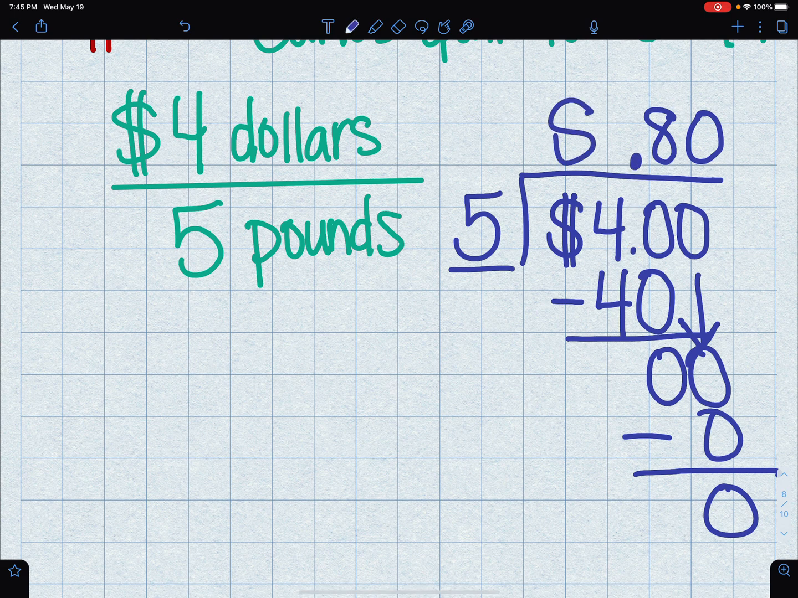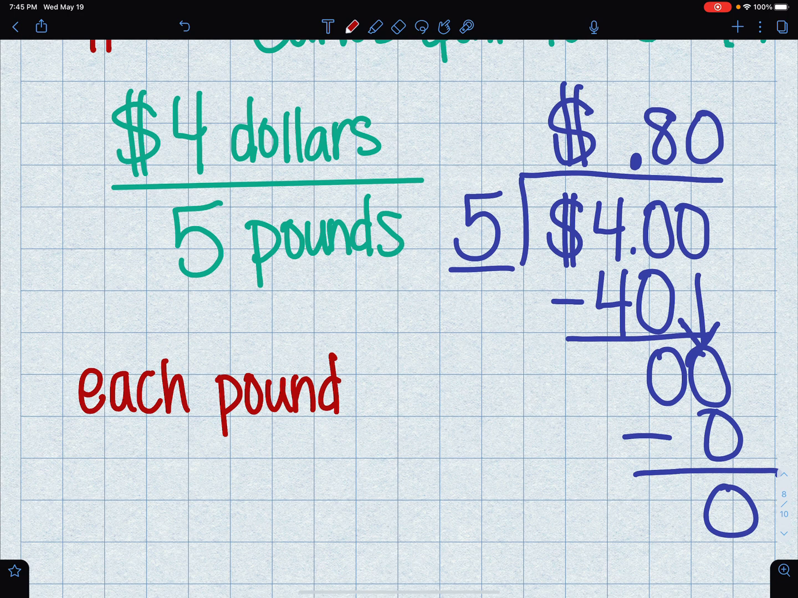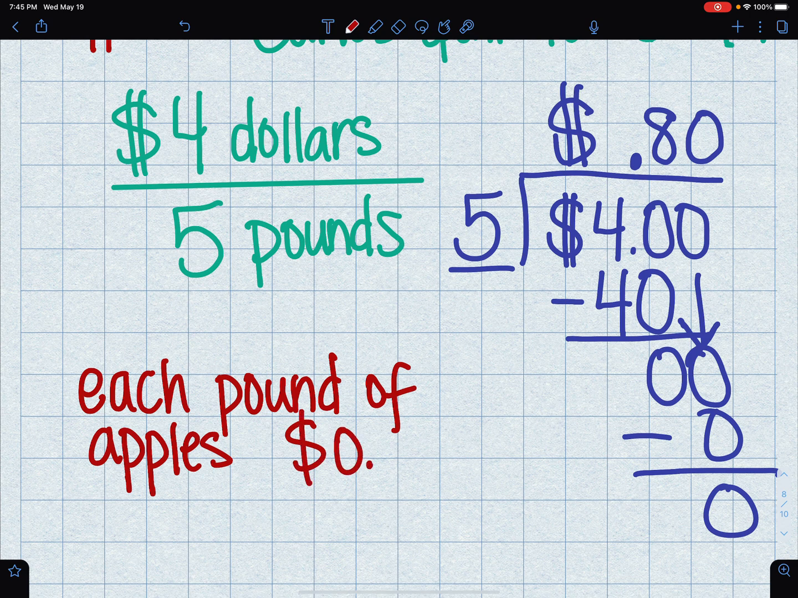And because this is in dollars, that means that your answer is 80 cents because it is like 80% of a dollar, right? 0.80 of a dollar. So it's 80 cents. So that means each pound of apples cost 80 cents. That's a good deal.